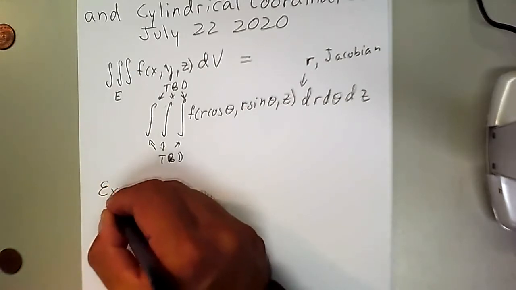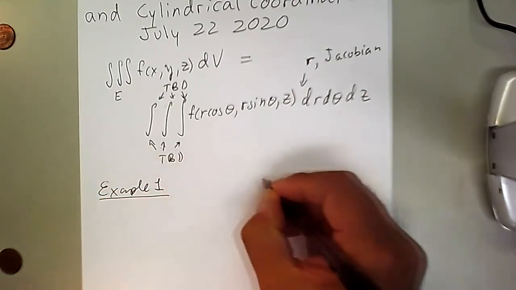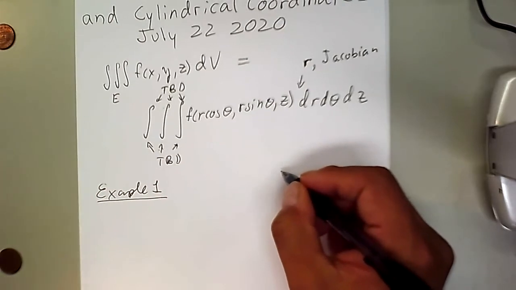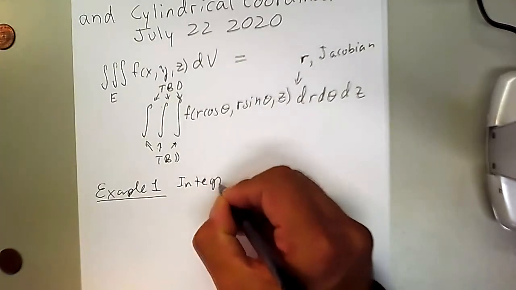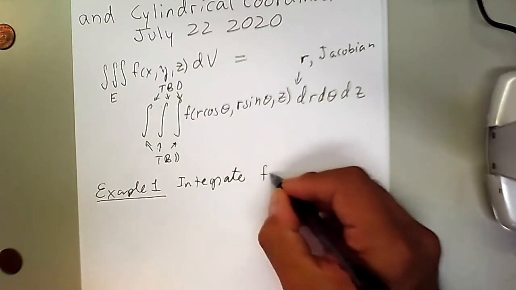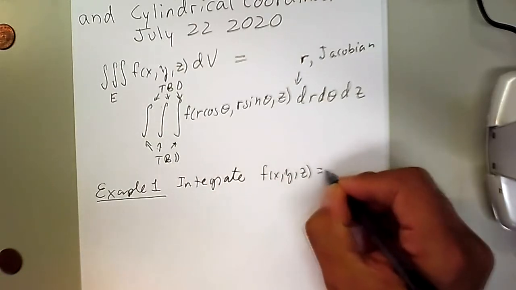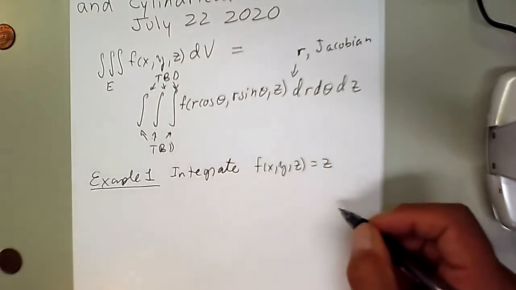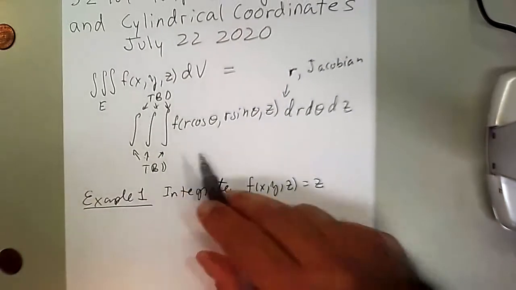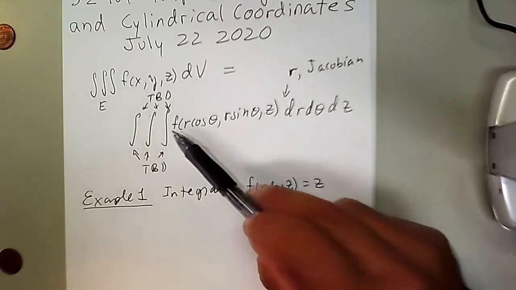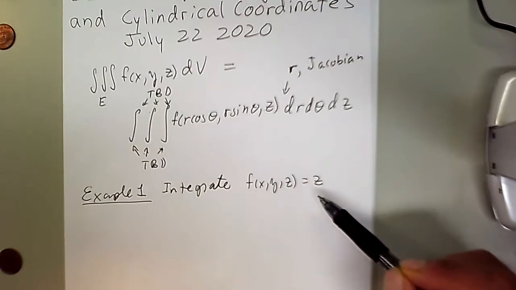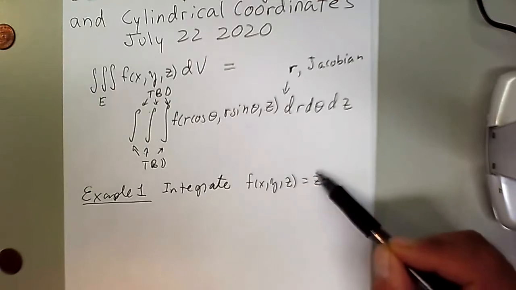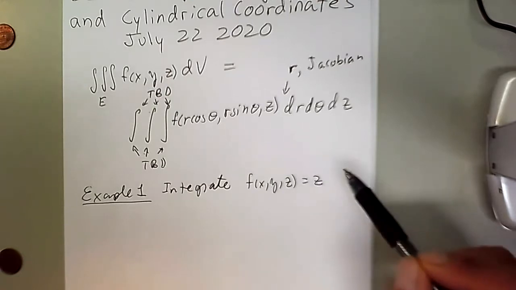So example one, we want to integrate the function f of x, y, z equals z. As I have mentioned in a different video, the functions we're going to integrate in triple integrals are going to be reasonably simple, because otherwise the integrals get extremely complicated. So this is just a projection on the z-axis. Everything gets projected onto the z-axis.